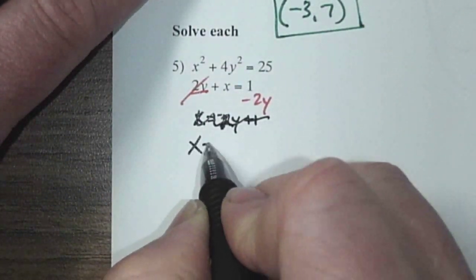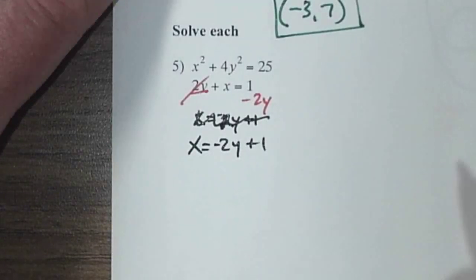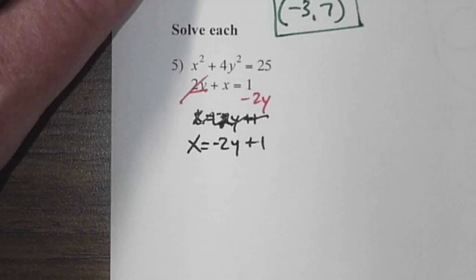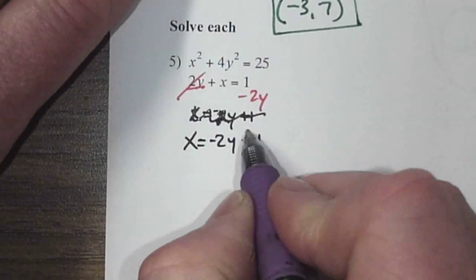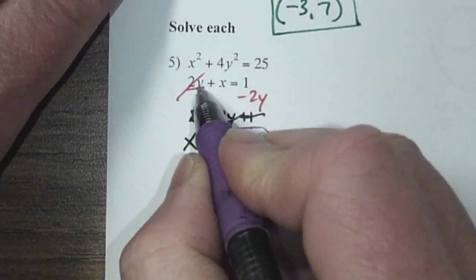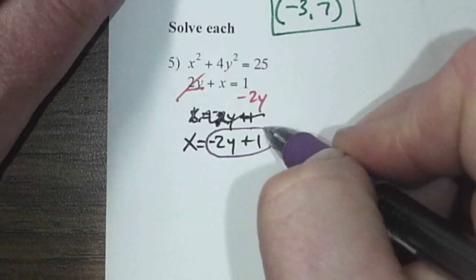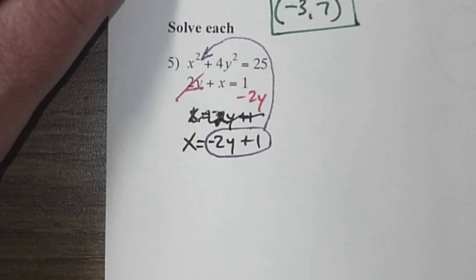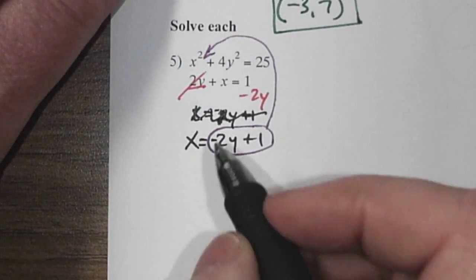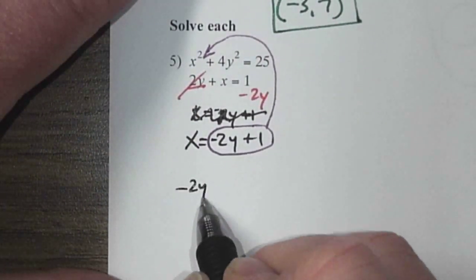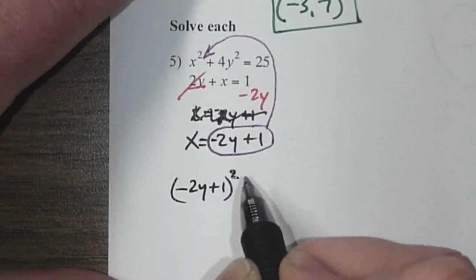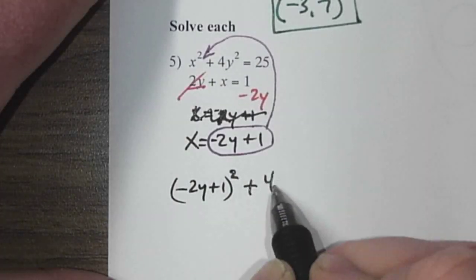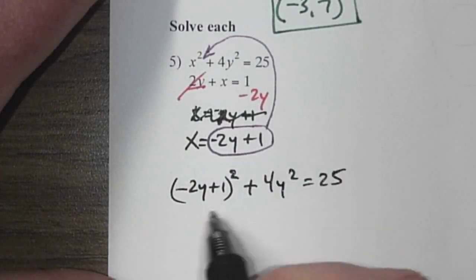I'm going to cross that out. I don't like the way it looks. Negative 2y plus 1. There we go. Now I have solved for x. That was easy. Subtract the 2. Boom. Plug that back in over here because it's for x this time. And so we get negative 2y plus 1 squared, because this is squared, this is not, plus 4y squared equals 25.